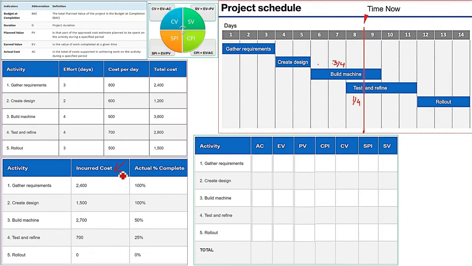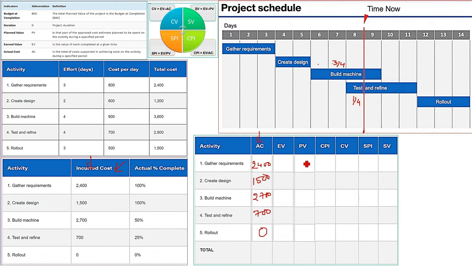So what is the actual cost? It is the incurred cost. So we are going to take the incurred cost. This column we will take directly, 2400, okay? So this is 2400, 1500, and 2700, and then 700. I'm just taking the incurred cost, which will be our actual cost, right? See, rollout is not even in the picture, so we'll give a 0 here.